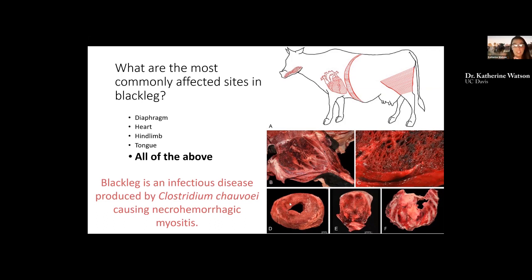The heart will have similar changes. You can see that there's necrosis and hemorrhage within the wall. And then here's a picture of the tongue. So the muscle in the tongue will look similar as well. So blackleg is caused by a Clostridium species, which is a big fat bacillus, a big rod-shaped bacteria. And the specific one that causes blackleg is Clostridium chauvoei. It really targets muscles, both heart and skeletal muscle, and skeletal muscle makes up the tongue, the diaphragm, and those hind limb quarters.